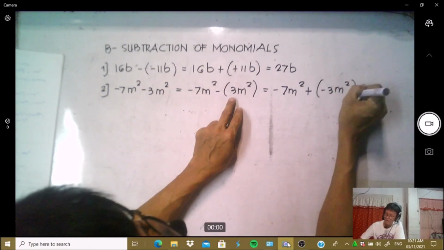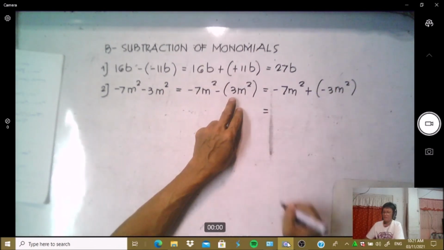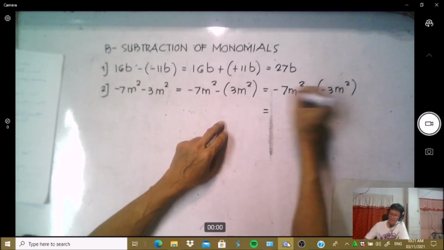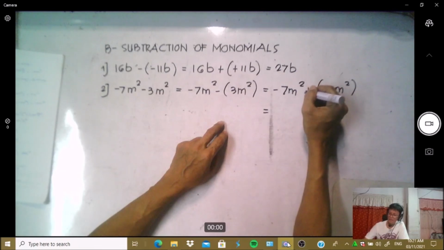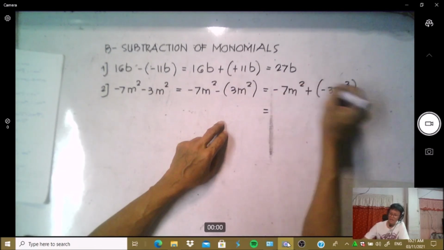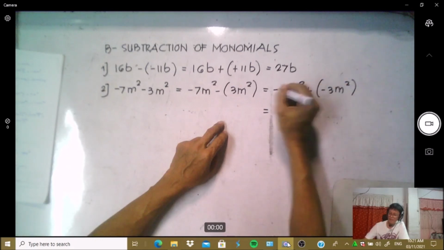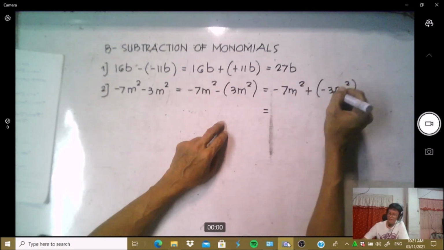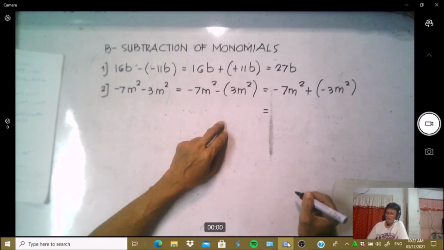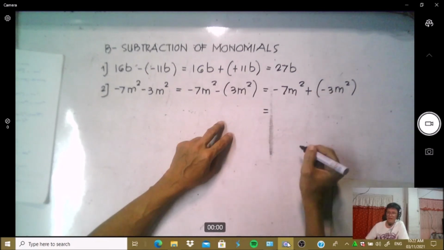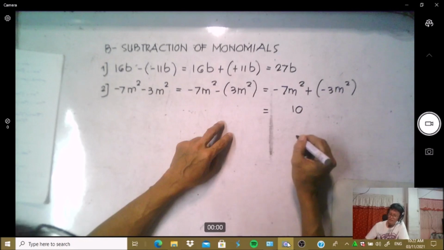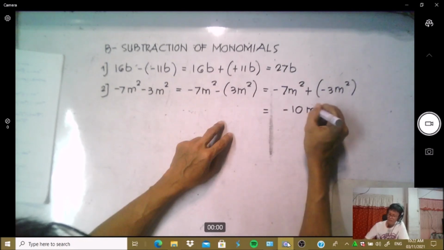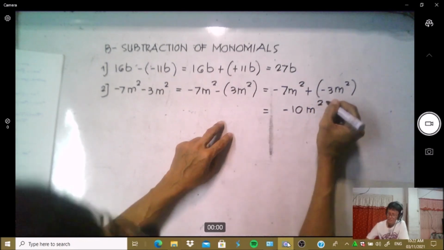And therefore, our difference is, now this time we are adding, we have changed the operation from subtraction to addition, and we are adding numbers of the same sign, negative and negative. So what is the rule? The rule is get the algebraic sum of the absolute values, that is 7 plus 3 is equal to 10, and keep the sign involved, that is negative. And we have negative 10m squared.